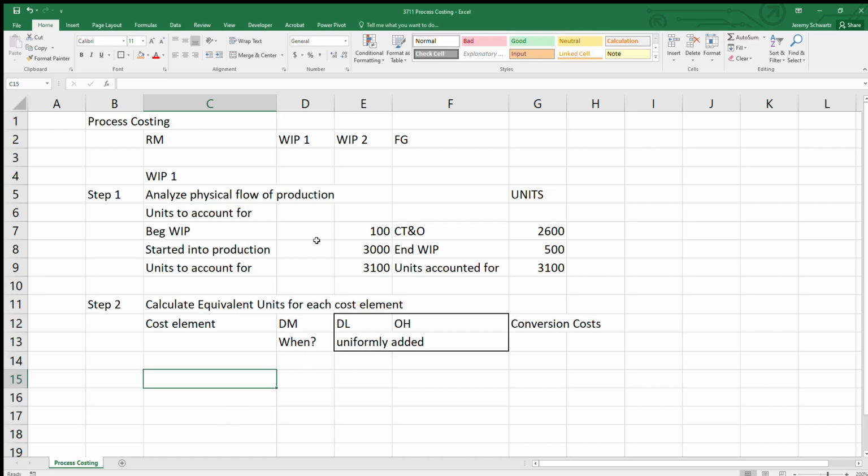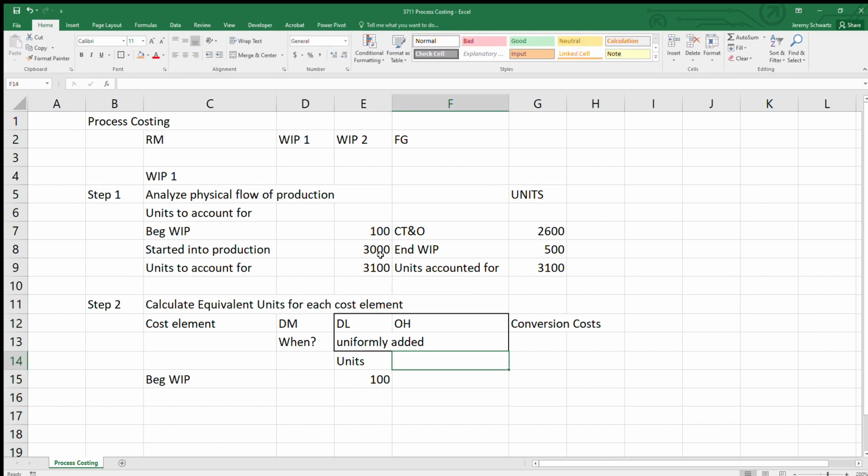So going back to our example where we see our beginning work in process with a number of units here. Again, we could copy this down to go through this process here. But if we have our beginning work in process, we have our units, which were 100.